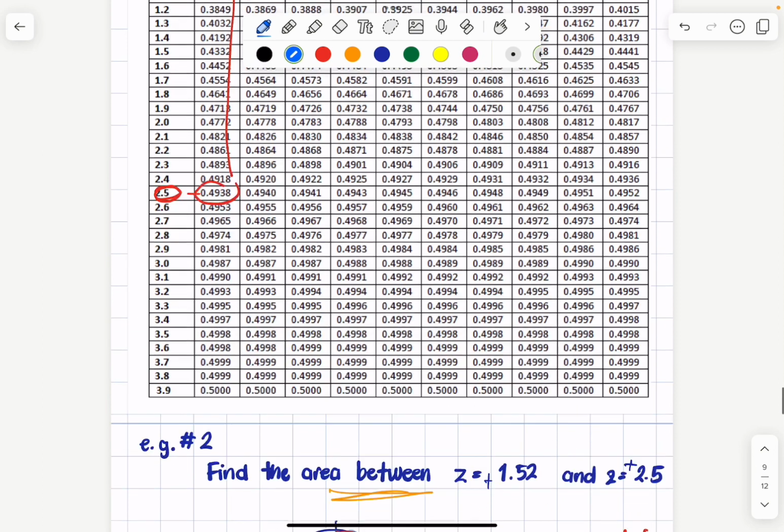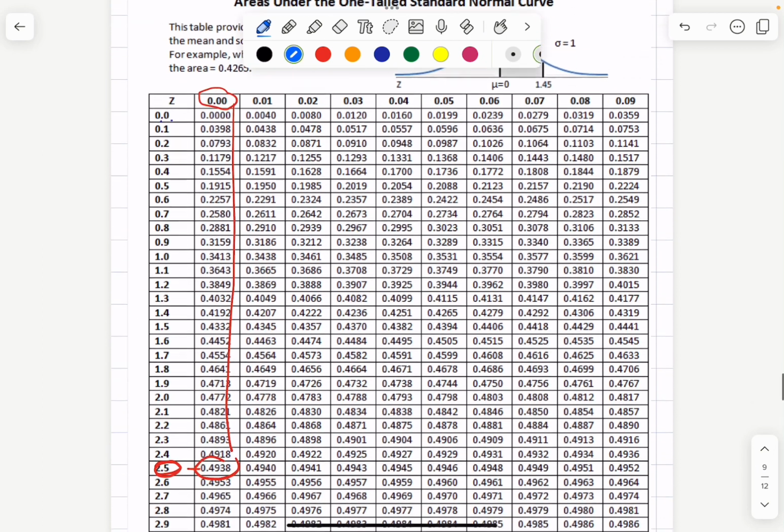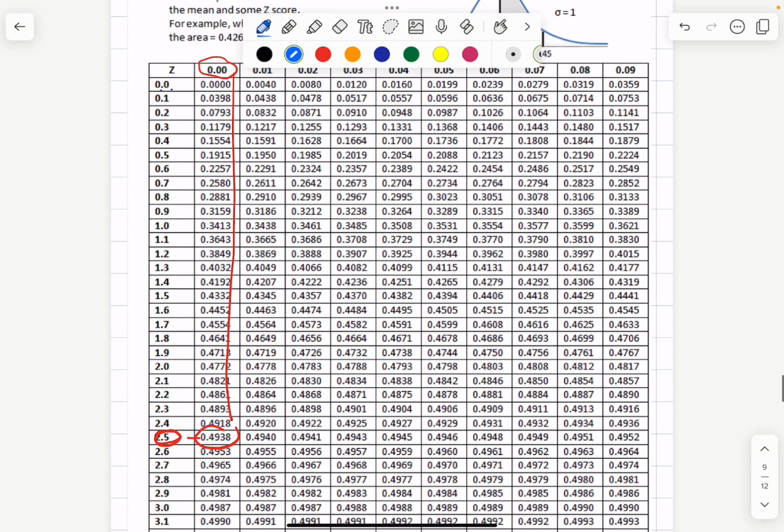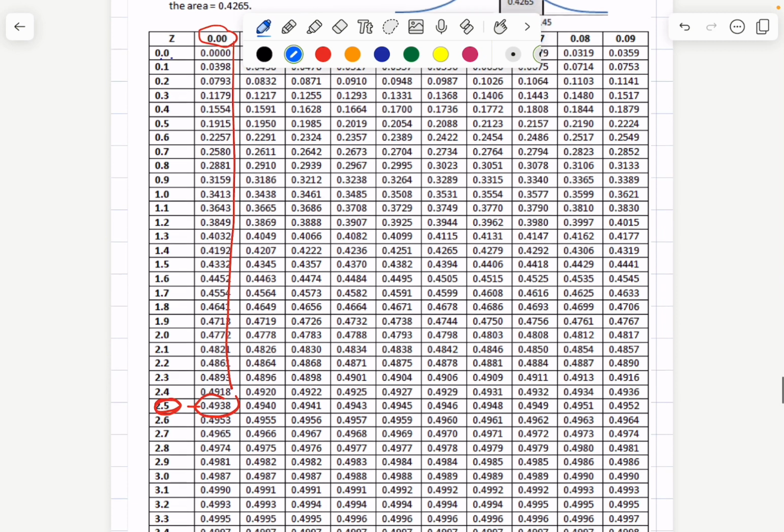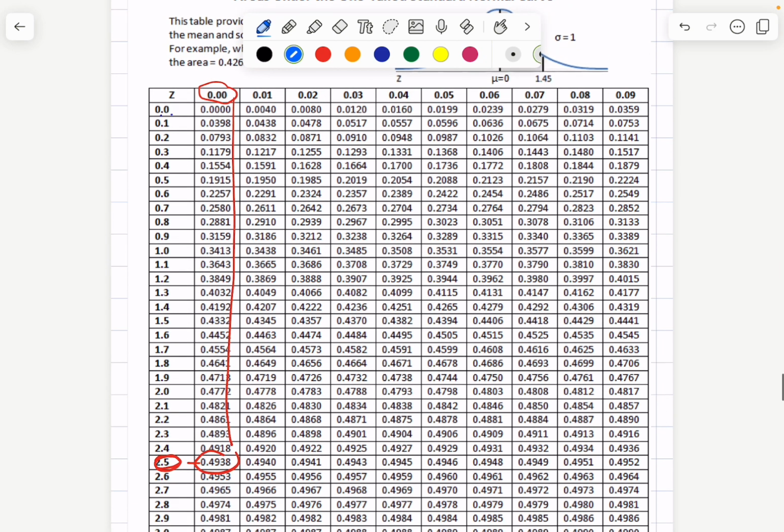A sub 1 is your area between 0 and 1.52. So balik ka sa table, pangitaon din nimo siya. Between 0 and 1.52. So asa man si 1.5 diri? Si 1.5 is here. Kaya naaman si 1.5 here. Ang nisunod nga digit is 2. So diri ka tama ni 0.02.